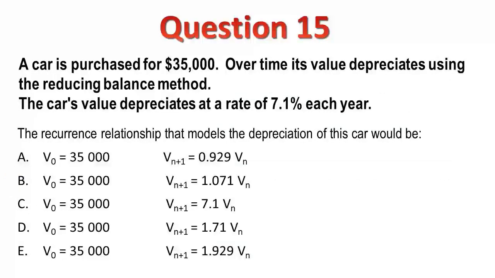Okay, we're getting to the end. Question 15. A car is purchased for $35,000. Over time, its value depreciates using the reducing balance method. The reducing balance method is depreciating at 7.1% each year. I'm not even going to reach for the calculator for this one, because essentially what we're looking at the end of each depreciation period is the other 100% of the vehicle. So looking at those values, that would be 92.9% or 0.929. So the answer's A.